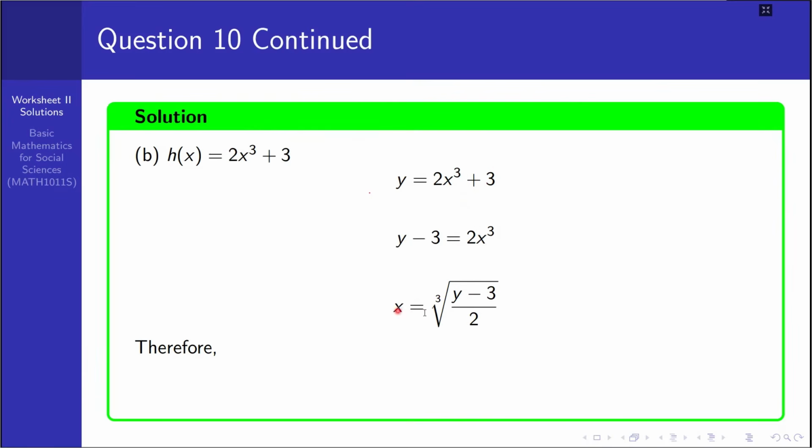Therefore, the inverse of this function, that is h inverse of x, could be just this one, that is the cube root of x minus 3 over 2.